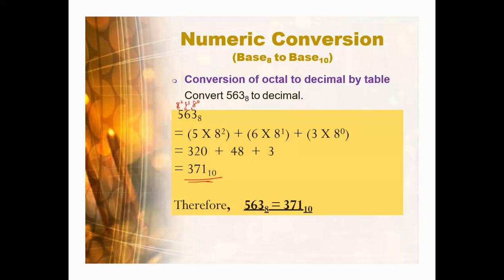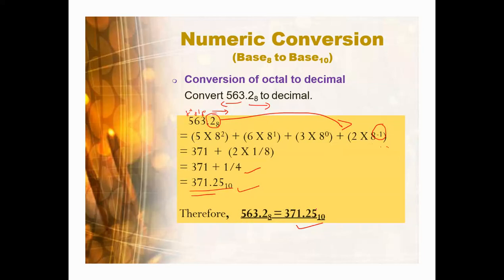So you start with 8 power of 0, 8 power of 1, 8 power of 2. When you write down, 5 times 8 power of 2 plus 6 times 8 power of 1 plus 3 times 8 power of 0. So you get the values, use your calculator, and you get the answer: 563 base 8 equals 371. Even without writing the base, it is still correct.